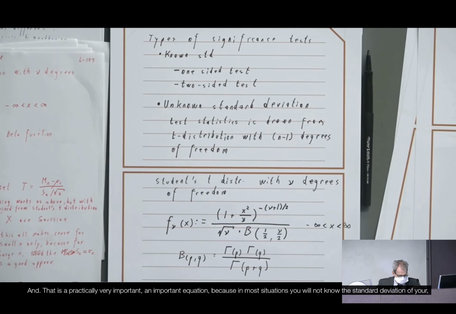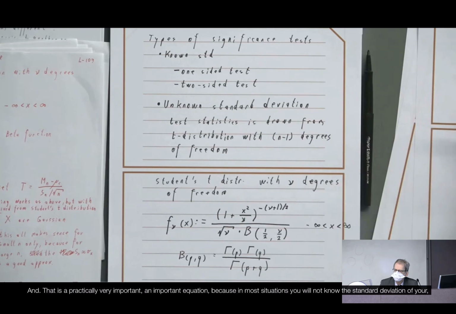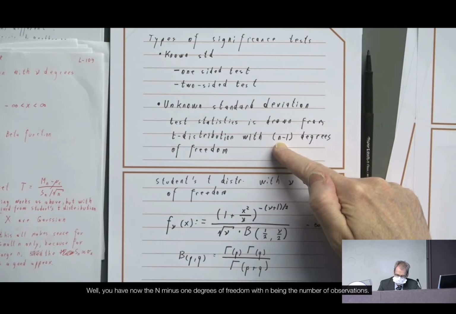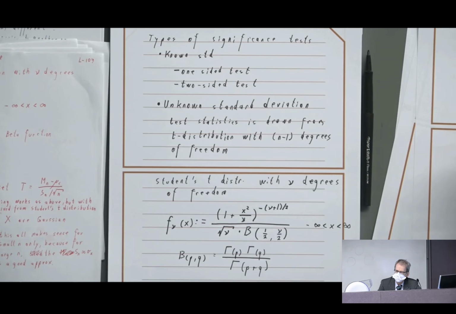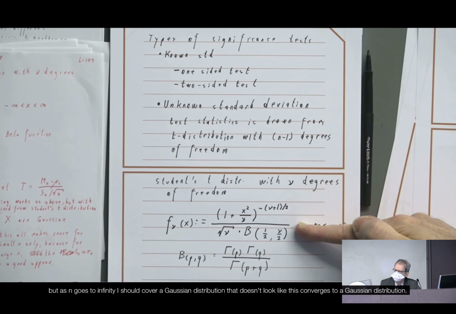And that is a practically very important equation, because in most situations you will not know the standard deviation of your experiment, and you will only have an estimate that you're getting from the data. But that estimate of the sigma itself introduces an uncertainty, and so what you now have to compute with is not a Gaussian distribution, but this student's t distribution. You can see that you now have n-1 degrees of freedom, with n being the number of observations. So the first thing you're going to say is that as n goes to infinity, I should recover a Gaussian distribution. That doesn't look like this converges to a Gaussian distribution, right? To which I would answer, yes, it does.